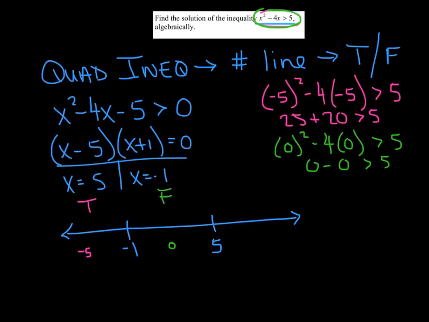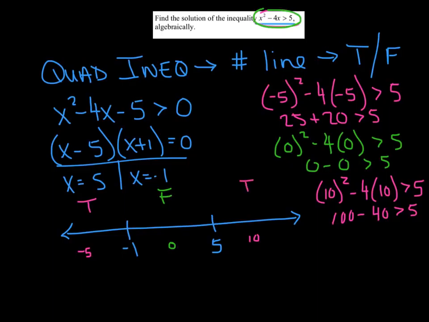And then last but not least, something bigger than 5, I'm going to go with 10, just because it's an easy number for me to crunch. So substitute it into the original. And let's see, 100 minus 40, is that greater than 5? Definitely. 60 is definitely greater than 5.